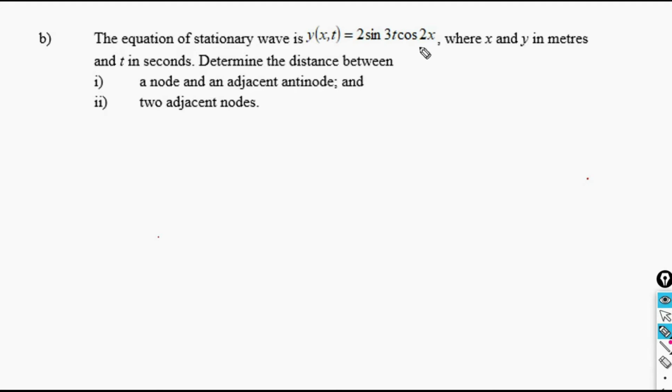3b. The equation of the stationary wave is y as a function of x and t equals 2 sine 3t cos 2x, where x and y are in meters and t in seconds. Determine 1. the distance between a node and an adjacent antinode, and 2. two adjacent nodes. Firstly, I write again the formula: y equals 2 sine 3t cos 2x.